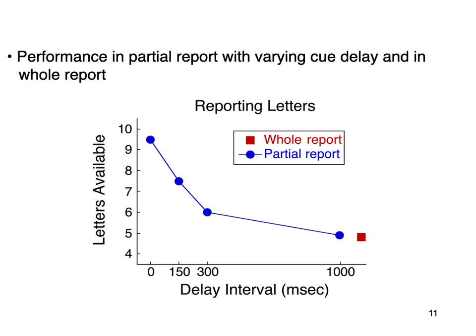If you wait even 150 milliseconds between the offset, the disappearance of the 12 letters, and the onset of the bar over one of the letters, again at random, you're down to around 7, give or take. If you wait 0.3 of a second, or 300 milliseconds, you're down to 6 out of 12. And if you wait for a whole second, you get the good old 4 items. And they are presumably the ones that you just happen to attend to before the bar occurs.